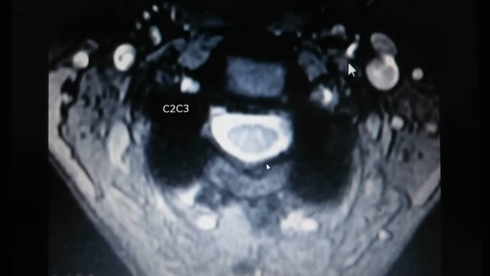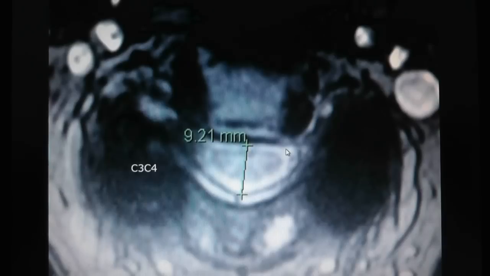And C2, C3, how's the spinal cord look? Fine, great. Surrounded by CSF and a susceptibility artifact from the hardware and the posterior elements. Okay, how about C3, C4? Again, you have some susceptibility artifact. I think you get a little bit of uncovertebral hypertrophy and some neural foraminal narrowing. And some of that could be some facet arthropathy as well. But again, the susceptibility artifact obscures it. Spinal canal minimally narrowed. 9 millimeters.